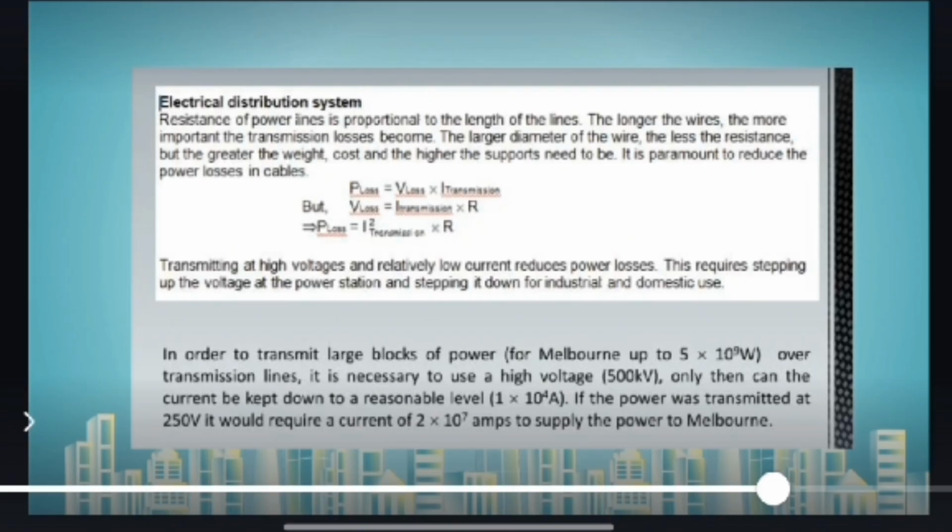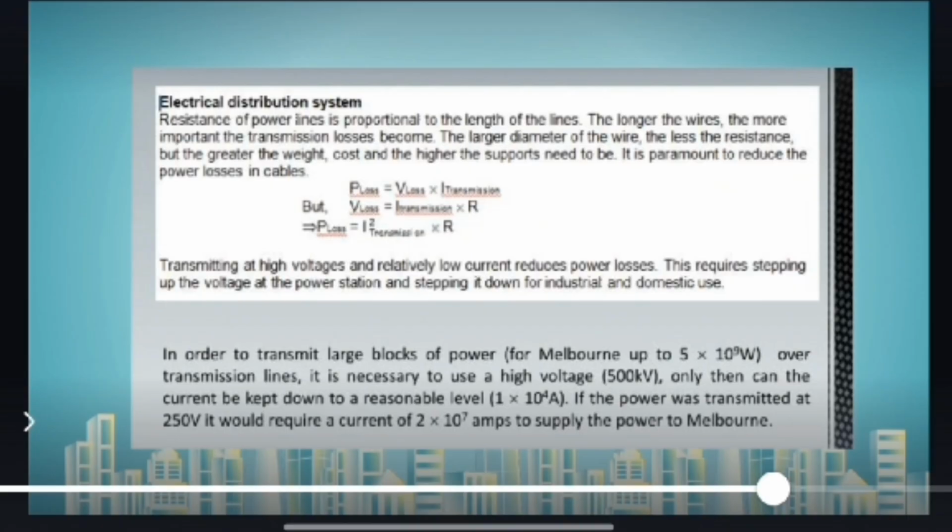P loss equals V loss times I transmission. V loss equals I transmission times R. P loss equals I transmission squared times R. Transmitting at a high voltage and relatively low current reduces power losses. This requires stepping up the voltage at the power station and stepping it down for industrial and domestic use.